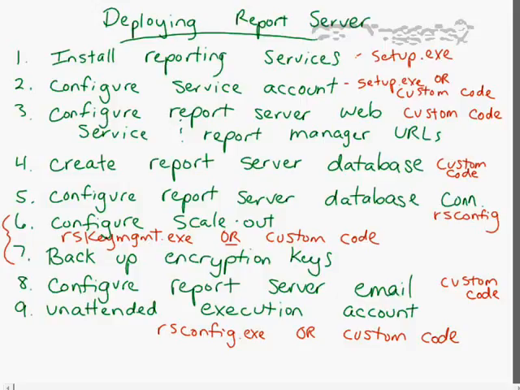The fifth step is to configure your report server database connection. This can also be done through the rsconfig.exe file. And then on the next step, step 6, you can configure the scale out. Now this is optional. If you determine that your report server is getting pounded by many users, you can have report servers on 2 or more nodes.